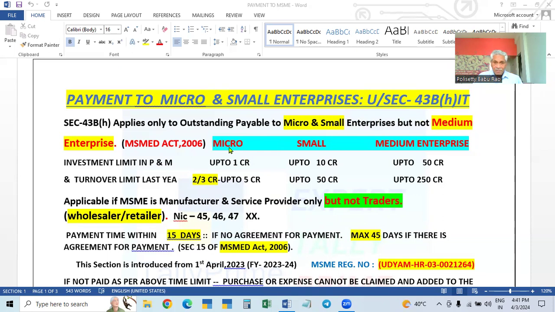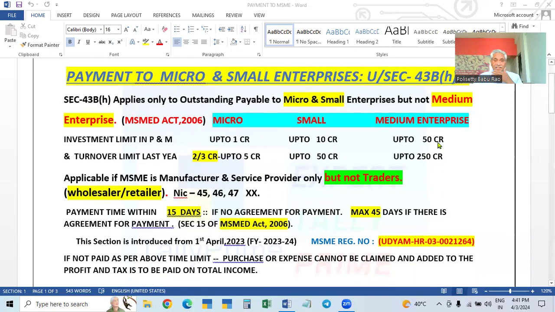If the supplier is registered under micro and small enterprises, but is a trader, wholesaler or retailer, then this section is not applicable. So it is applicable only to these two enterprises, micro and small enterprises, and that also only manufacturers and service providers. In the case of traders it is not applicable, and in the case of medium enterprises, this section 43B is not applicable.